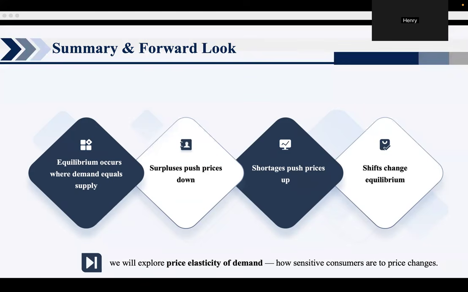In the next lesson, we will go deeper into consumer behavior by studying price elasticity of demand. This will allow us to understand how responsive consumers are to price changes, and this is crucial for analyzing taxation, pricing, and policy decisions.